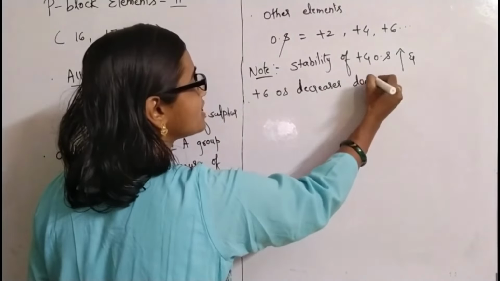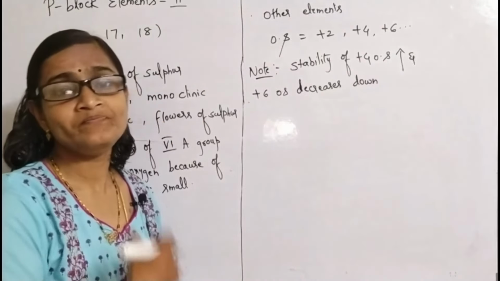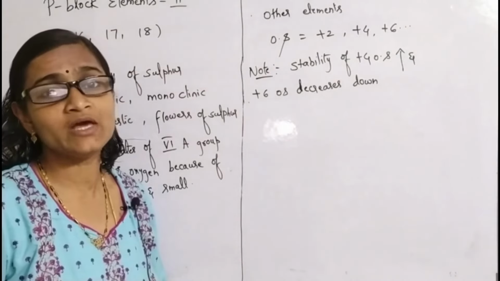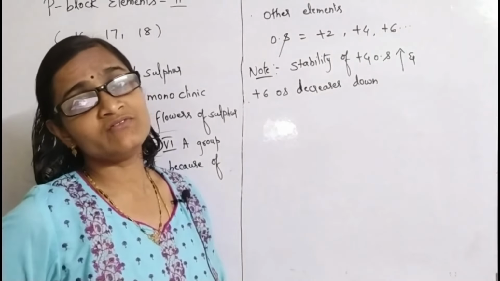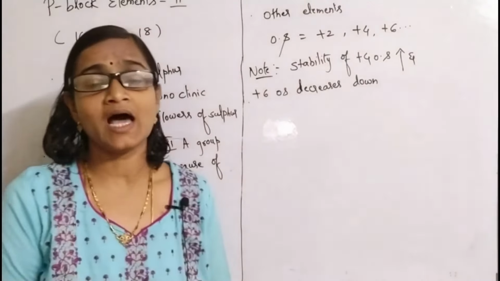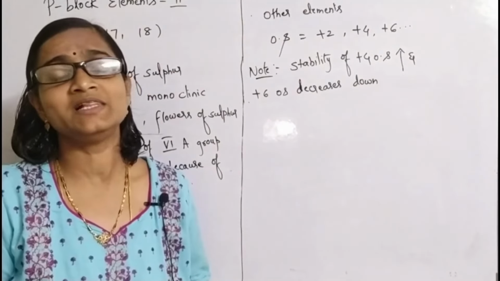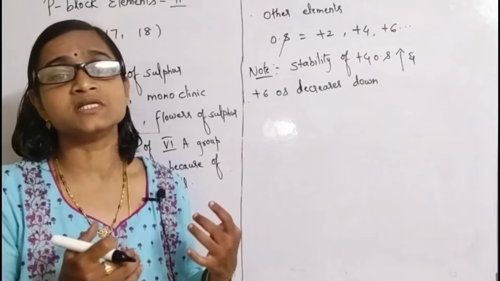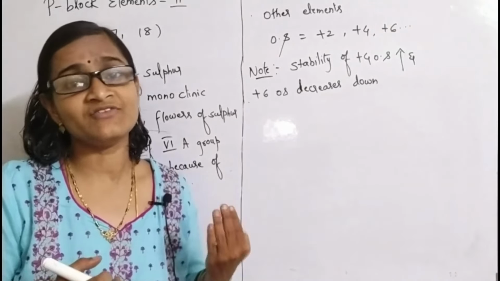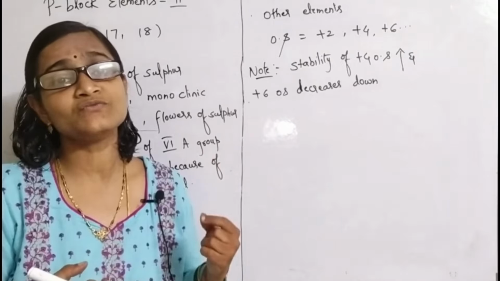This is due to what? I already told you, even in the 15th group elements, that means in the nitrogen family, we have learnt the same point. Actually, substances with higher oxidation state will be more stable than substances with lower oxidation state. But as you go down the group, because of inert pair effect, please remember the point.